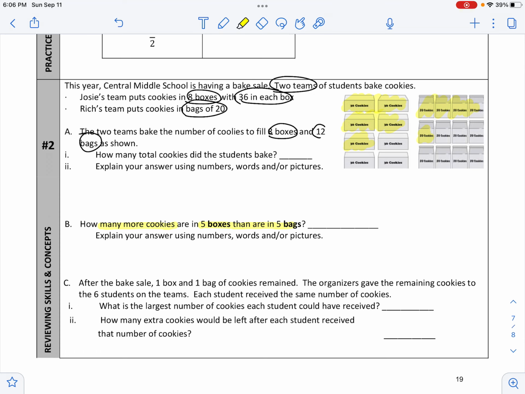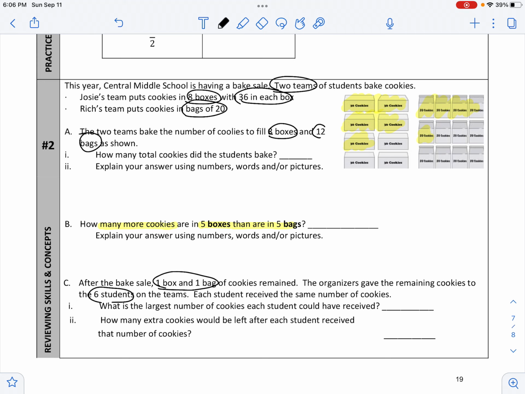After the bake sale, 1 box and 1 bag of cookies remained. The organizers gave the remaining cookies to the 6 students on the team. Each student received the same number of cookies. What's the largest number of cookies each student could have received? How many extra cookies would be left after the student received that number of cookies?